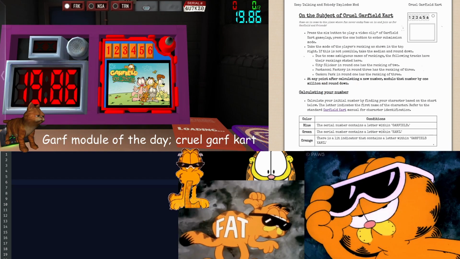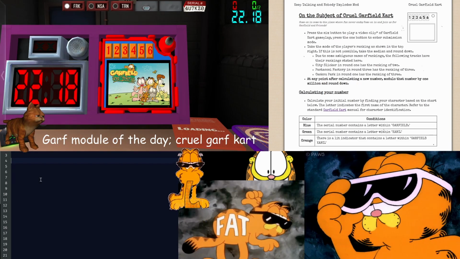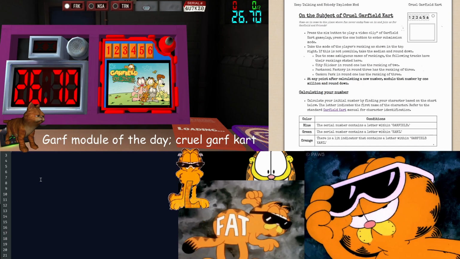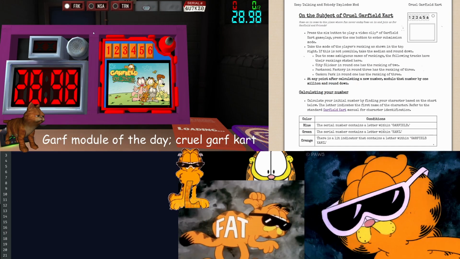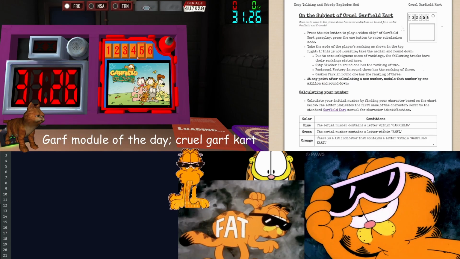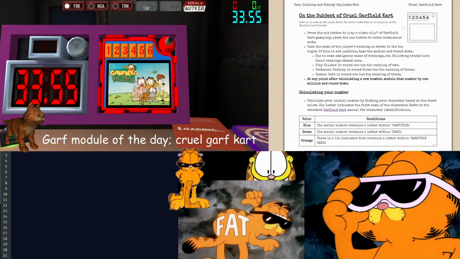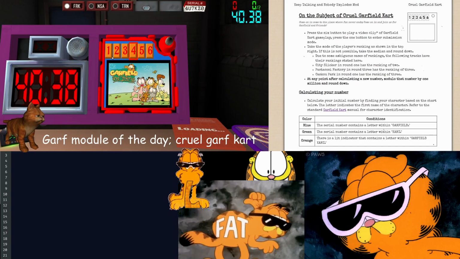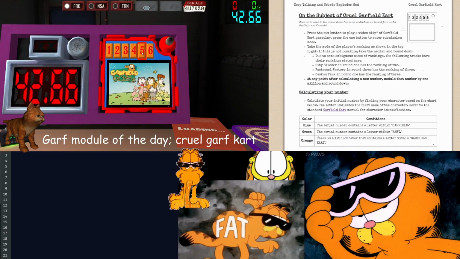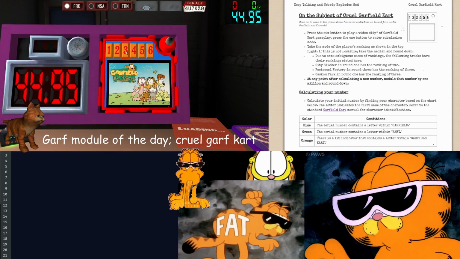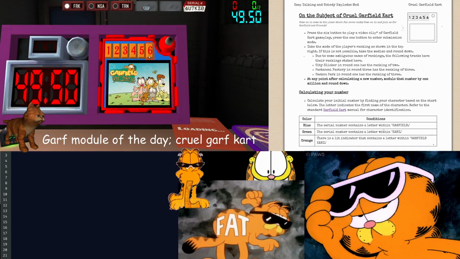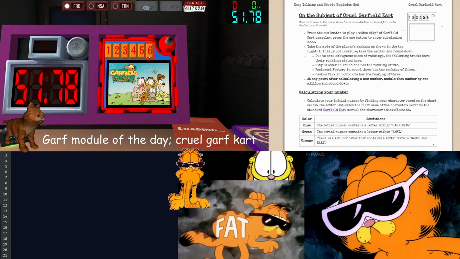This is Cruel Garfield Kart. To solve this module, we need to enter a 6-digit code with these buttons up here. If you press 6 as the first thing, you will see a small video. If you press 1 as the third thing, you will enter submission, and the others won't do anything. Keep in mind, it might be pretty loud on your end, so don't have your volume at max.